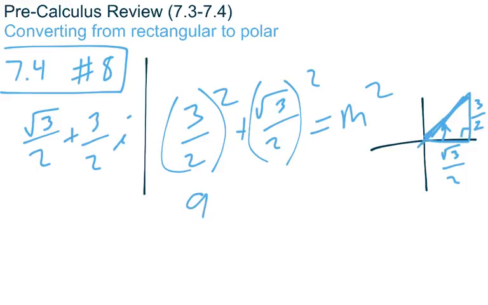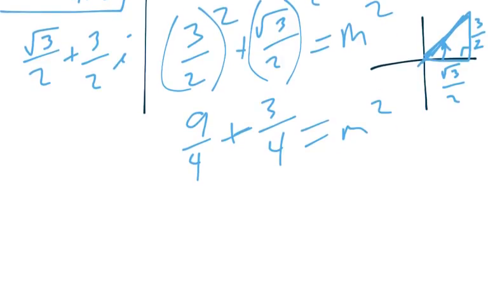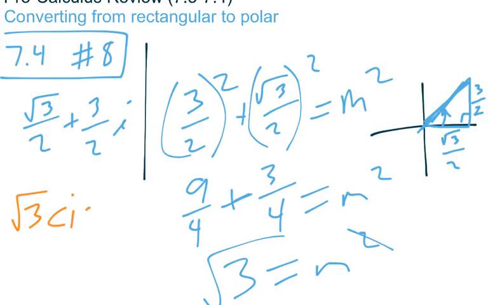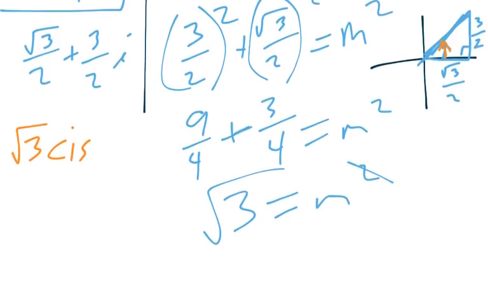But that's 9/4 plus 3/4 equals M squared, and of course that comes out to 12 over 4, which we can reduce to 3 equals M squared, and so M equals the square root of 3. Now the whole idea is we're just going to convert from rectangular to polar. All we need is the modulus, that's square root of 3, and then we're going to write cis, and we need that angle. Once again, we can use the inverse tangent to find that angle.